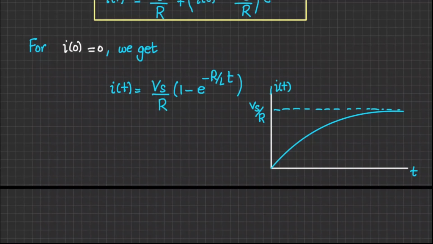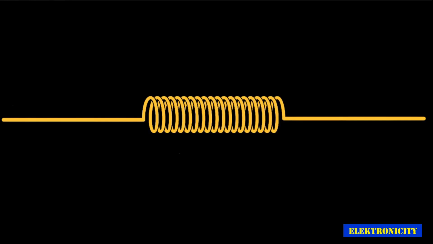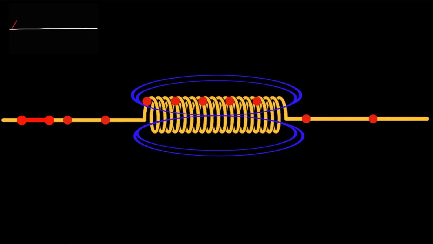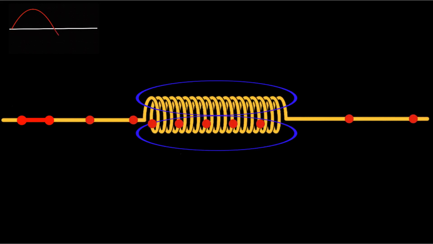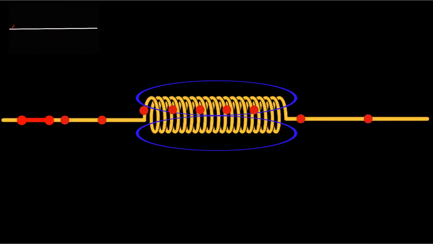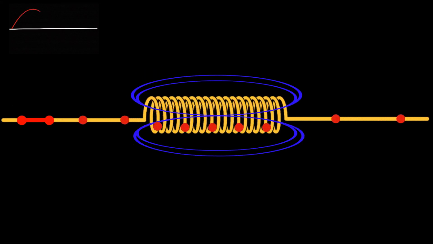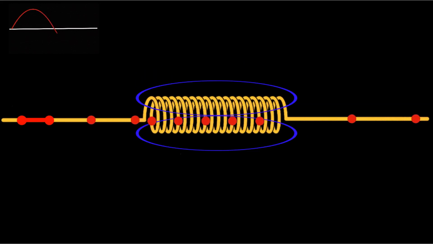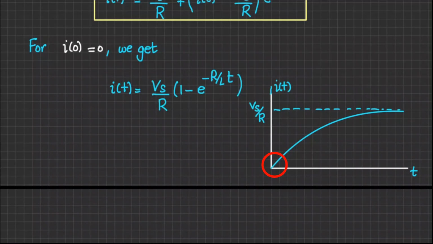The behavior of an inductor current can be explained by the principles of inductance. An inductor opposes changes in the current by generating a magnetic field. When the switch is closed, the voltage source Vs tries to push the current through the inductor, but the inductor resists. Initially, the current is 0, but as time passes, the opposing voltage decreases due to the collapsing magnetic field, allowing the current to rise gradually until it reaches a steady state.